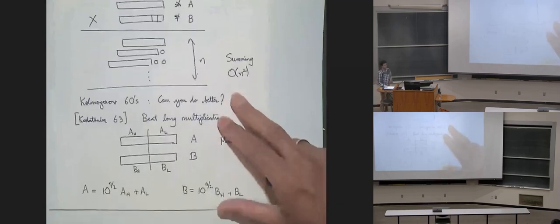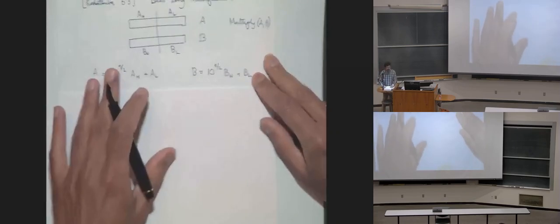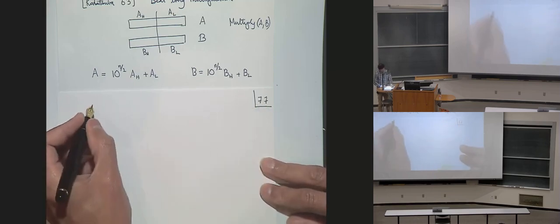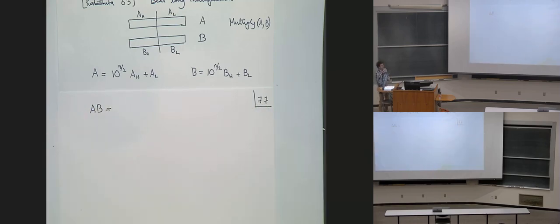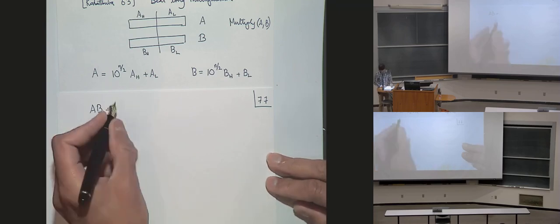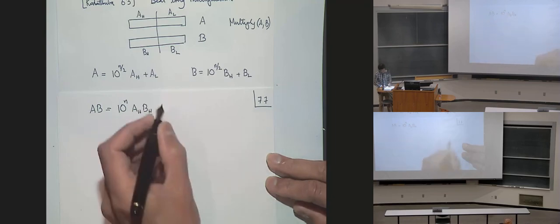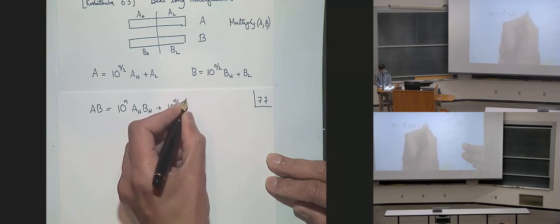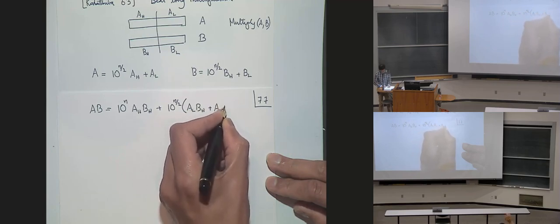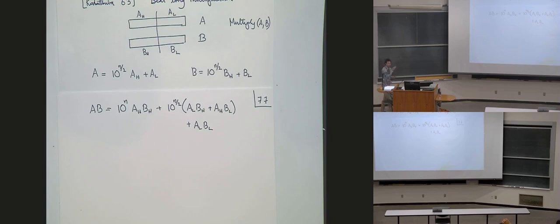Okay. So this makes sense. So I broke this up. This here. So if I just write out, basically using algebra, what A times B is, I'll get 10 to the n, A high, B high, plus 10 to the n over 2, A low, B high, plus A high, B low, plus A low times B low. Yeah?